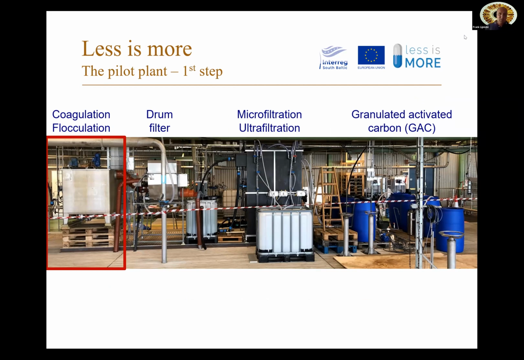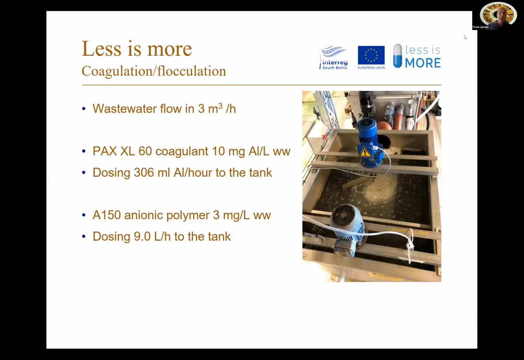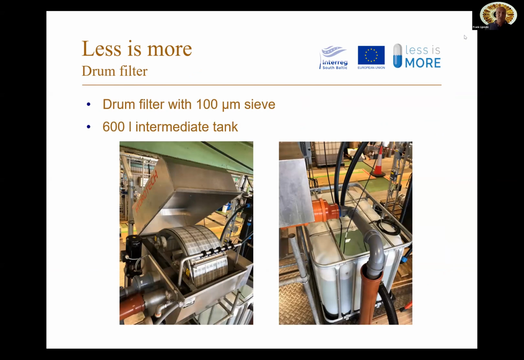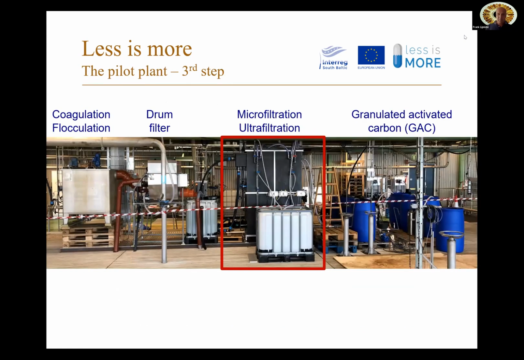So the first step, coagulation, flocculation. Here we had a wastewater flow of 3 cubic meters per hour. We used PAX-XL60 as a coagulant, dosing 300 milliliters of aluminum per hour to the tank. And we used a 150 anionic polymer, 3 milligrams per liter, dosing at 9 liters per hour to the tank. Then we had the drum filter. The main change here is that we went for a larger filter, but it was still a 100 micron sieve, and we had a 600 liter intermediate tank there.